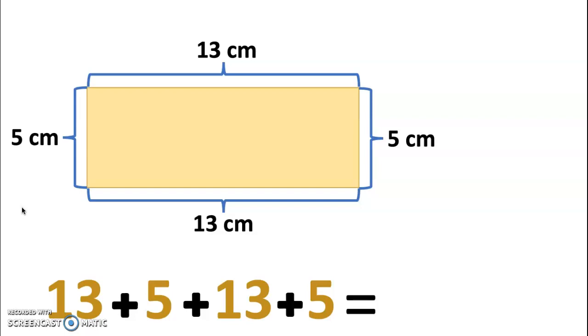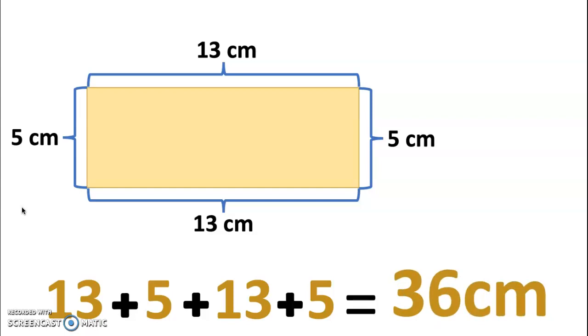Okay, 13 plus 5 plus 13 plus 5 equals 36 centimeters. Now you always have to remember, add the unit at the end so we know what you are using, because we are not saying 36 puppies or 36 ice creams. No, we're saying 36 centimeters.